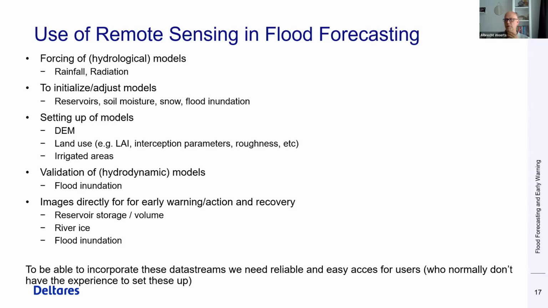We use a lot of remote sensing data at Deltares for developing models. We use the digital elevation model, land use maps, but also LAI observations. And basically derive irrigated areas based on land surface temperature data, for instance. But we can also use it for validation of our models, so flood inundation.